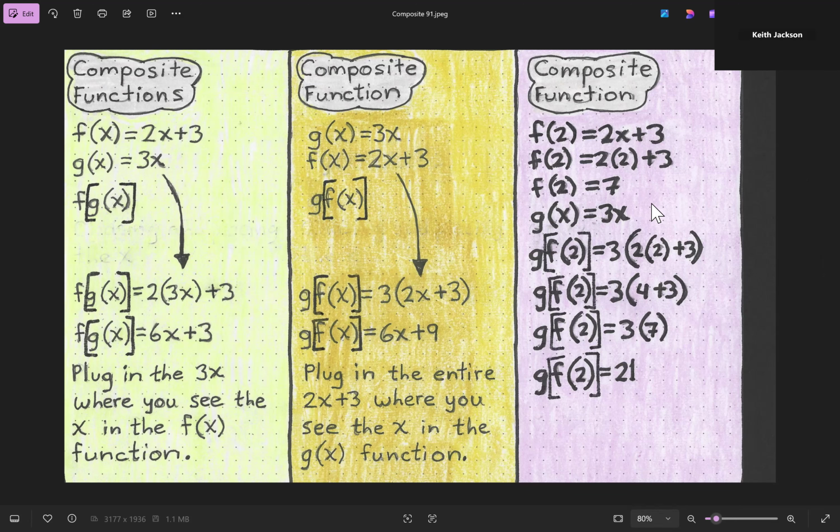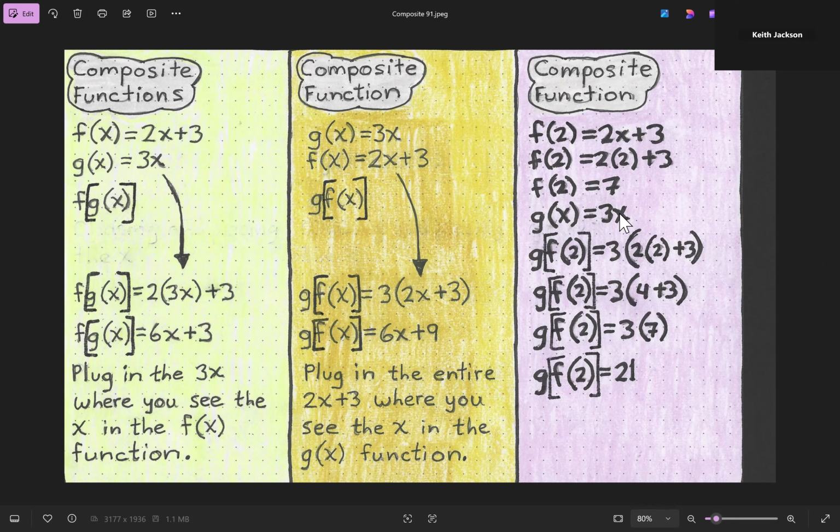And so now here's the question. We have g of x right here, and g of x is equal to 3x again. And now the question is, what is g of f of 2? Don't run. All we're going to do is put this part, the f of 2, inside these parentheses right here.